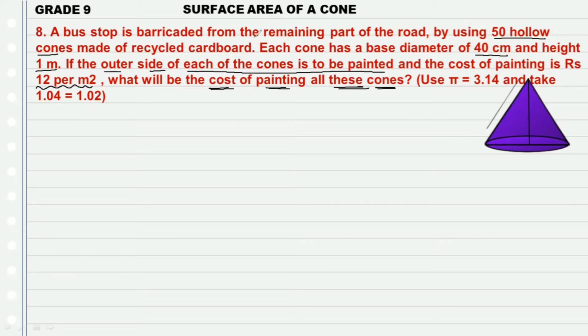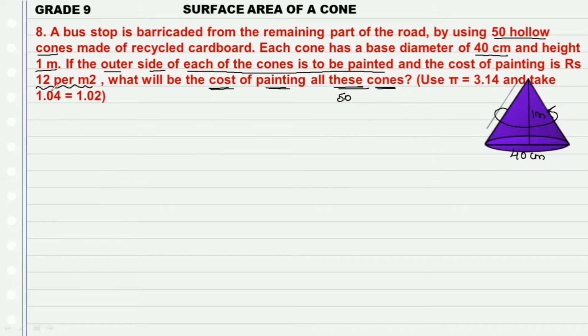The first thing it says is that there are 50 hollow cones which are used to barricade the bus stop from the remaining part of the road. Each cone has a diameter of 40 centimeter and the height is 1 meter. If the outer side of each cone is to be painted, it means only your curved surface area, right? It's a hollow cone, so hollow cone means no base. Only curved surface area is being painted. Now here we have to find the cost of painting all these cones, which means all 50 cones.